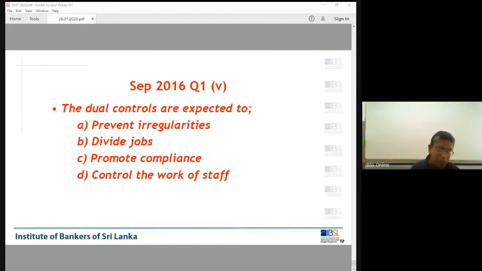Not B. Divide jobs, yes, it's an internal control system, but the question is asking about dual control, right? So therefore dual control specifically prevents irregularities. Okay, prevent irregularities. Right. Now let's look at it.